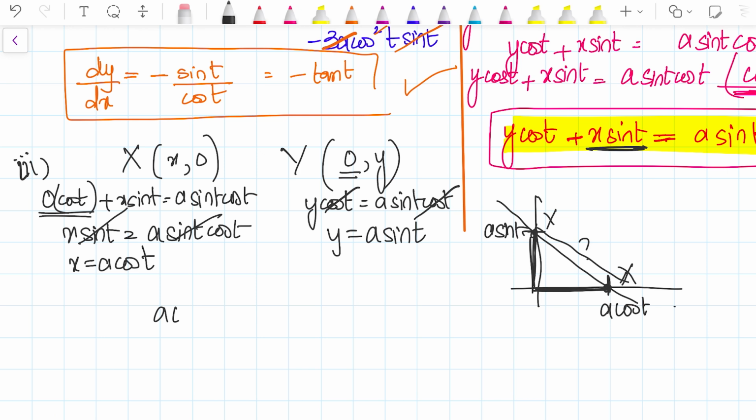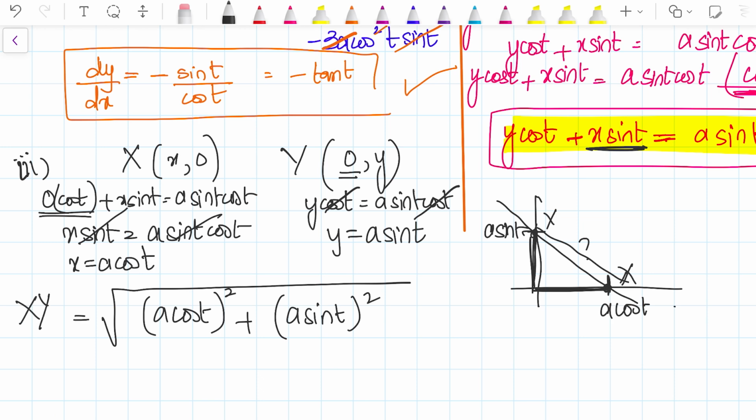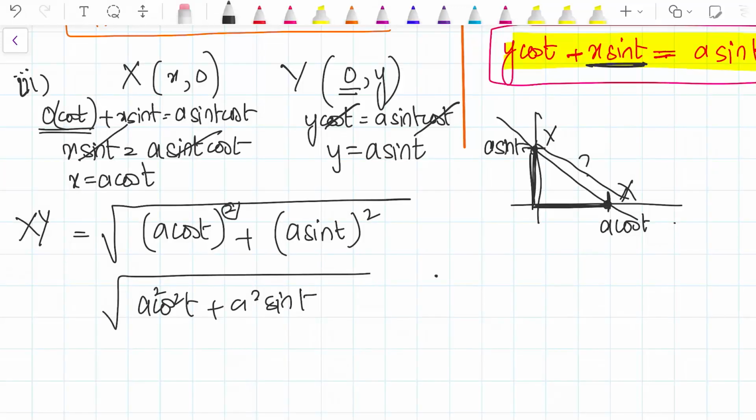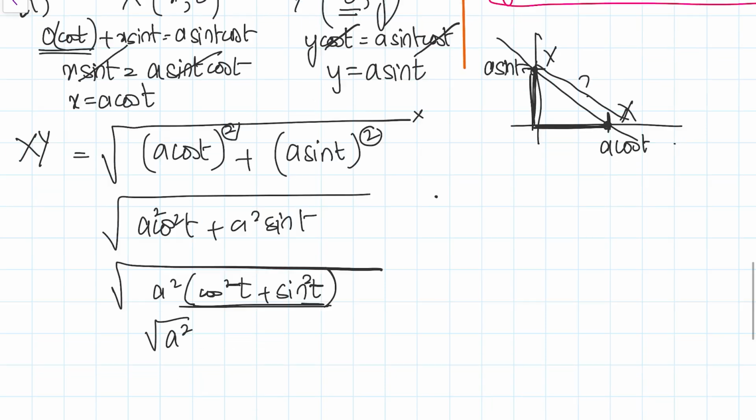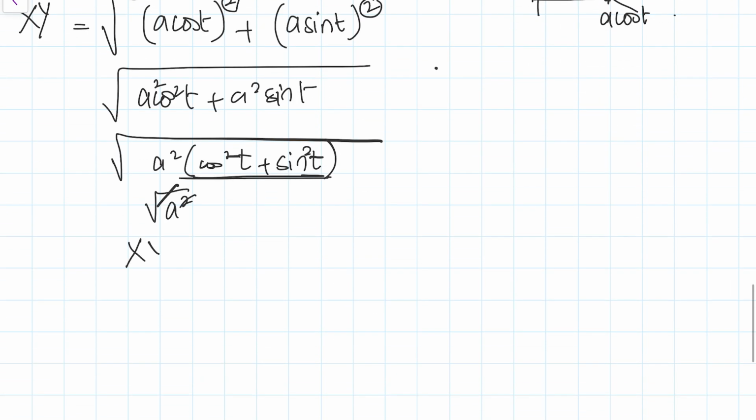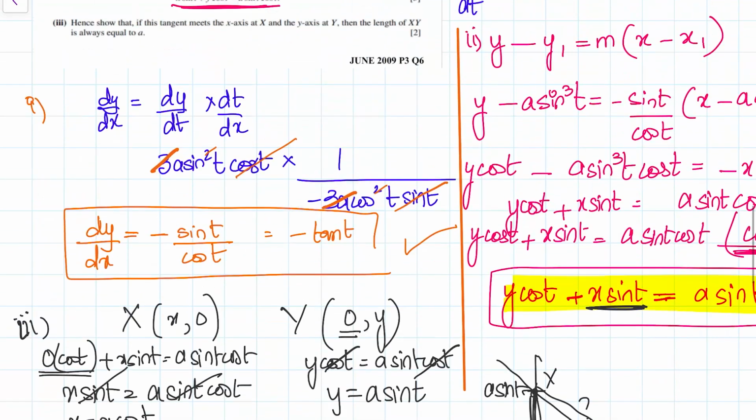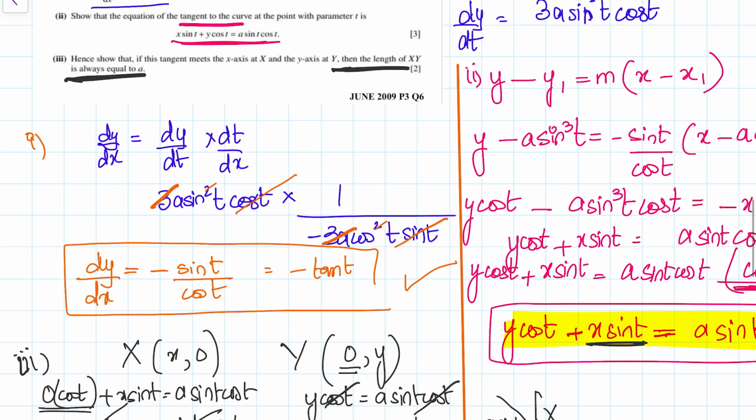Let's input the Pythagoras theorem. Square root. This is going to be my distance XY. A cos square t plus a square sine square t. A square common out. Under root a square, and cos square t plus sine square t becomes 1. So the distance becomes a units, and this is exactly the same as what we have to show. The distance XY is always equal to a.